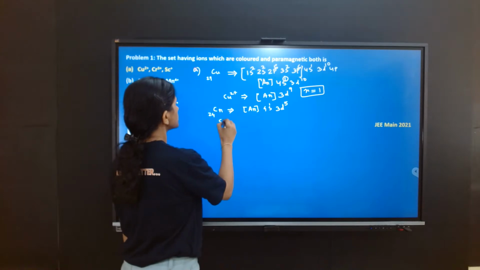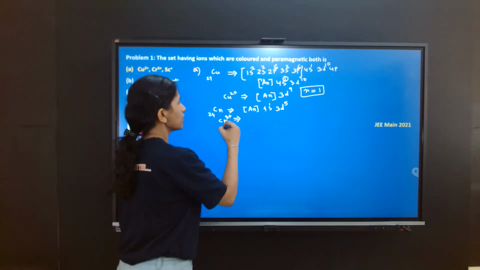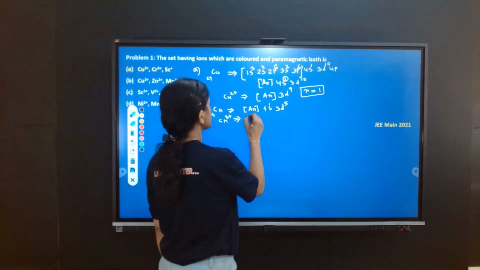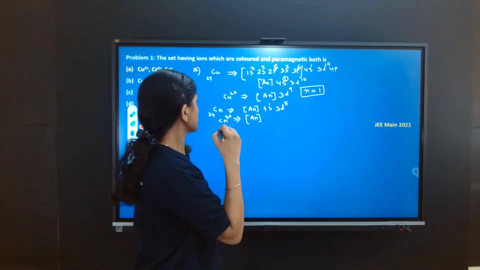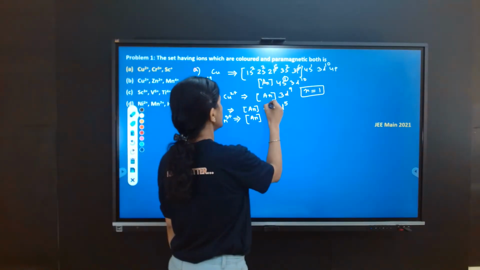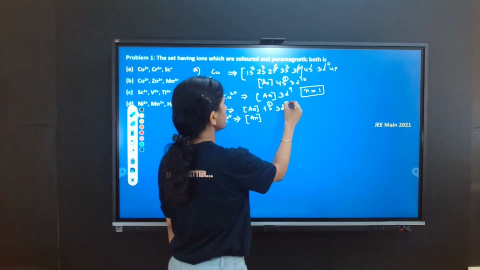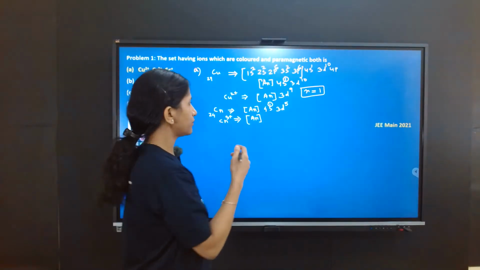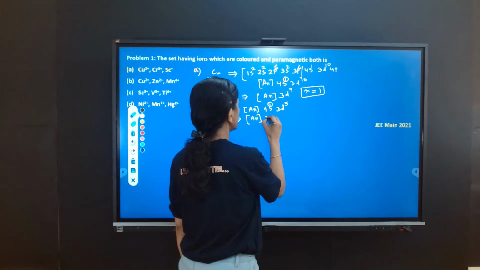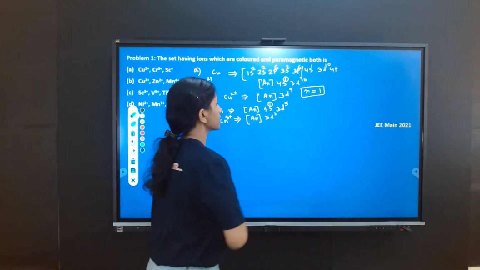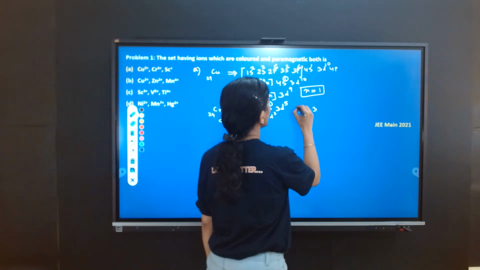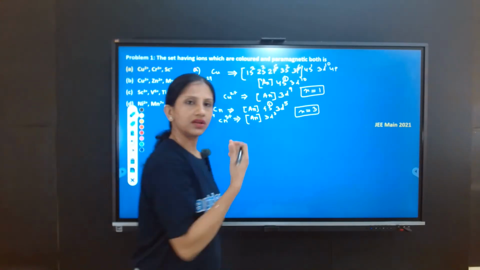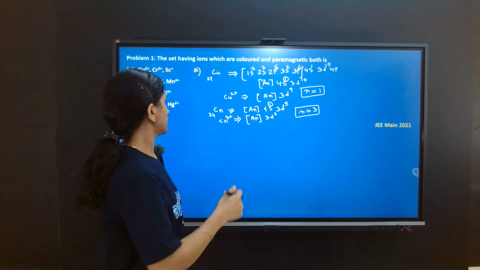And we have to write the electronic configuration for chromium 3 plus. So we will get argon. One electron will be removed from here and 2 more electrons will be removed from the 3d orbitals. So we'll end up with argon 3d3. The number of unpaired electrons would be 3 here. This is also paramagnetic in nature as well as colored.